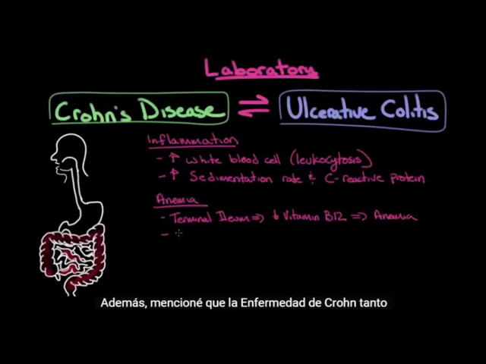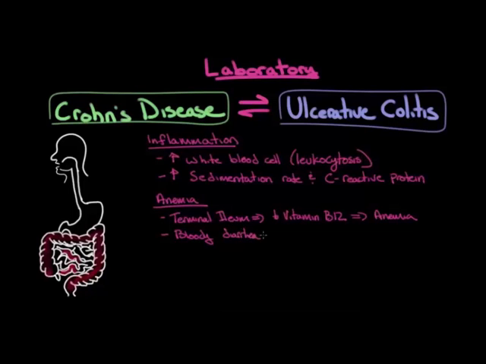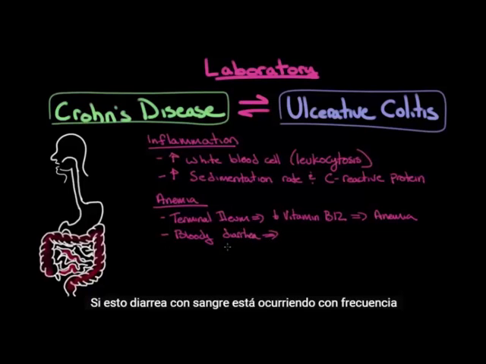Also, I mentioned that both Crohn's disease and ulcerative colitis can have bloody diarrhea. If this bloody diarrhea is occurring frequently and over long periods of time, that blood loss can be additive and add up, and that blood loss can result in anemia.